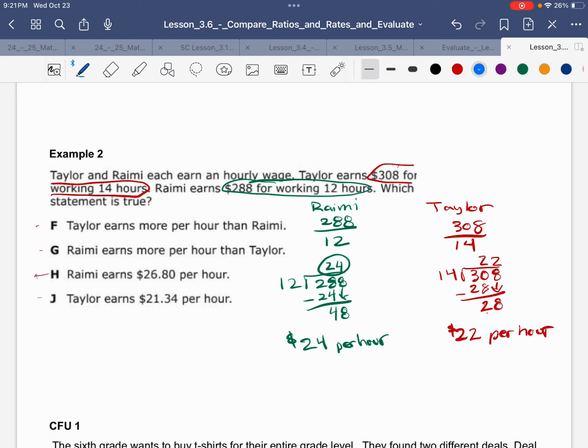So once we're looking at this, we can now go down the list. We know how much they both make per hour. We know these are both wrong. You can get rid of these because neither one of them makes $26.80 or $21.34. We know their rates. They're right here. But we can look at these. Taylor earns more per hour than Romney. Taylor is 22. Romney is 24. So that's wrong. And Romney earns more than Taylor. So here's your answer, G.